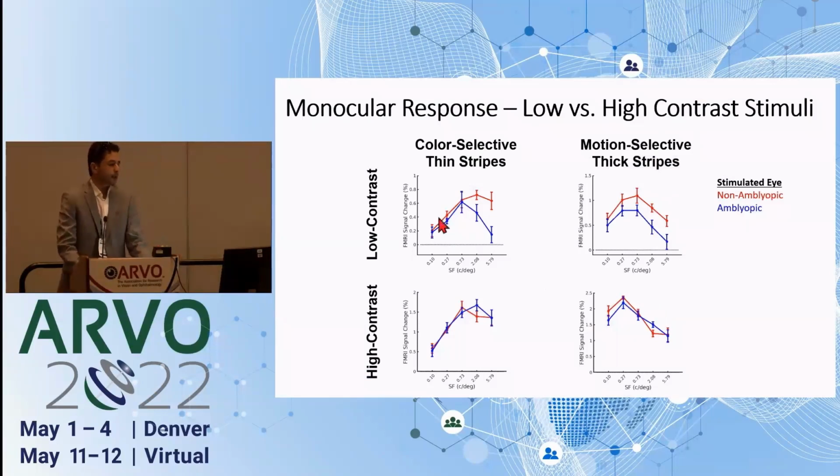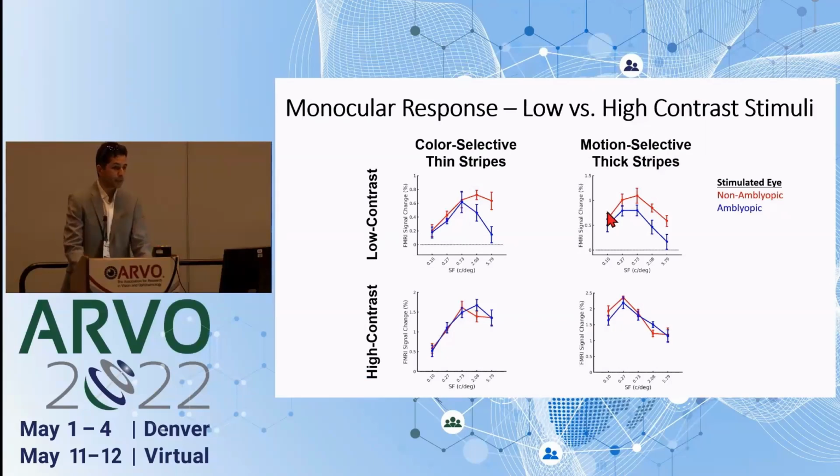But the results. So here you can see the activity collected in color selective stripes, motion selective thick stripes, low contrast, high contrast, and result of a simulation of non-amblyopic eye, amblyopic eye. Each graph shows fMRI activity versus spatial frequency. And as you can see, in color selective ones, when non-amblyopic eye is stimulated, there is a preference for higher spatial frequency components. Same location when it's based on amblyopic eye stimulation, response to high frequency components drops.